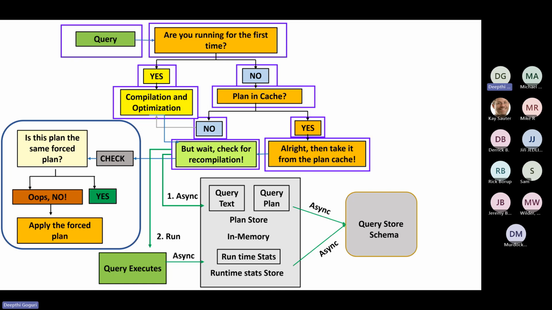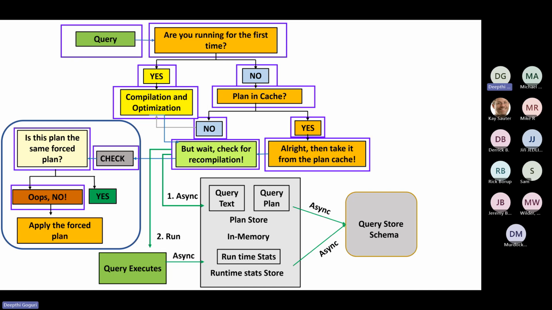So at this point of time, it will go ahead and check for the recompilation. It will check if a plan is not there in the cache and I build a new plan, and this particular query that you are running actually has a forced plan in place. Now that new plan that got generated in the cache, is it similar to that forced plan? It will go ahead and check. Sometimes it won't be the same.